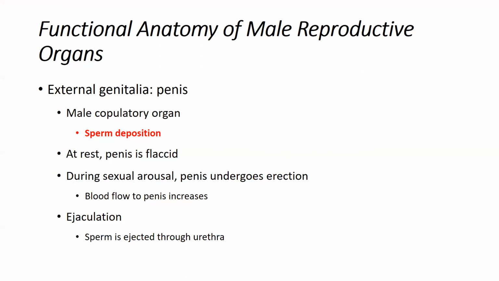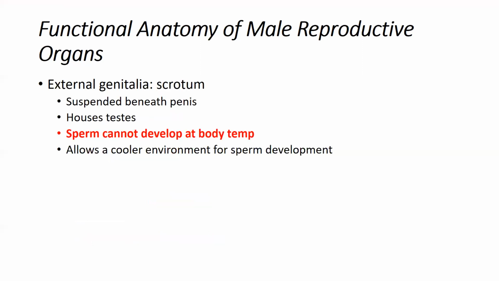Now, the penis at rest is flaccid, meaning that it's not engorged. And during sexual arousal, the penis will become engorged and it will undergo what's called an erection, where it becomes full of blood. So there's increased blood flow towards the penis, which is helping to prepare the organ for emission or the deposition of that sperm into the female reproductive tract. Ejaculation is the process where that deposition takes place. And again, we'll talk more in detail about that.